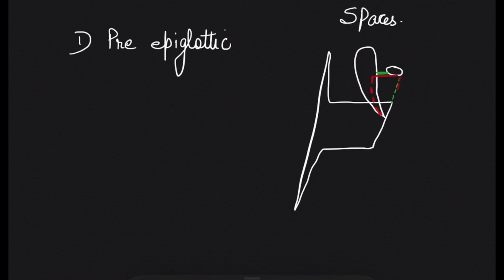This area which I have marked is called the pre-epiglottic space, and this was actually termed by a scientist whose name was Boyer. Actually, he was a doctor, so the name of the space is the pre-epiglottic space of Boyer. Now, why is this important? Because it contains fat.